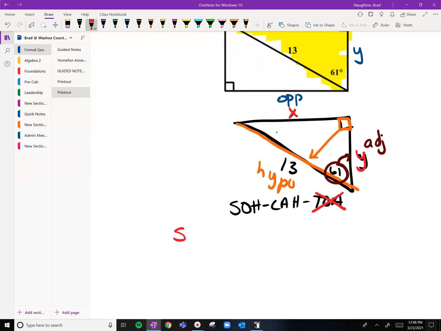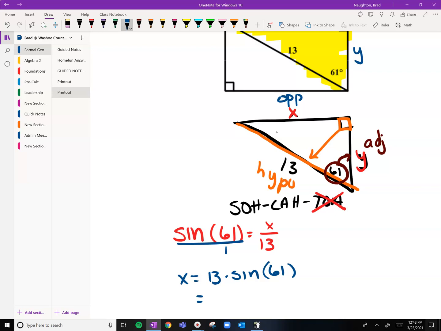Alrighty, so let's start with sine. So sine of 61 is going to be x over 13. So we'll put this over 1. So x is equal to 13 times the sine of 61. Put that in our calculator. Hopefully you guys are getting pretty good at this point. It's 11.37.